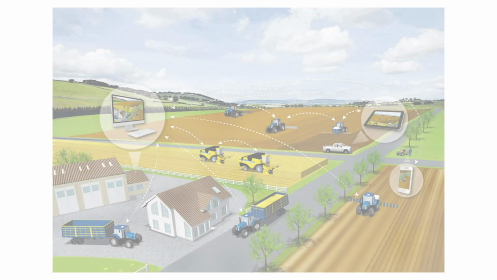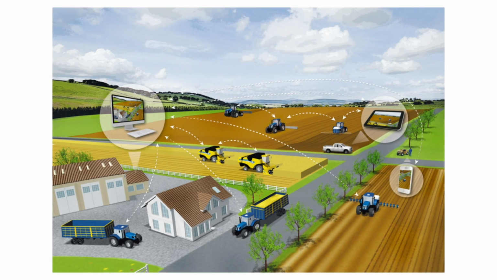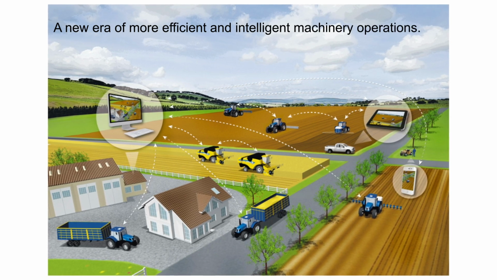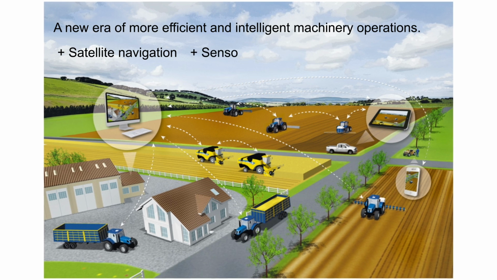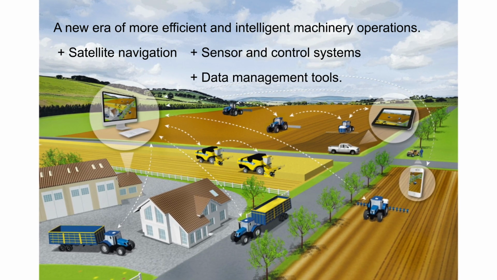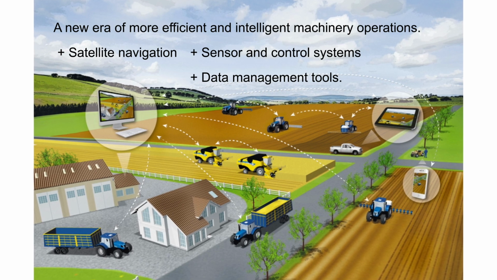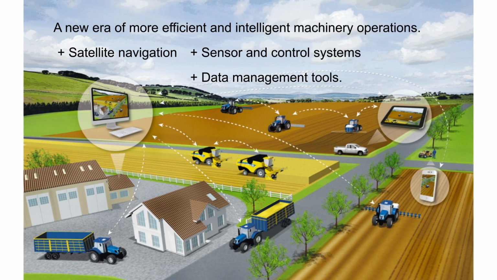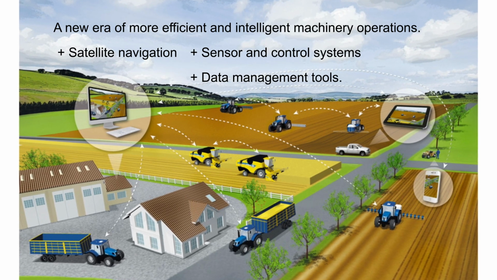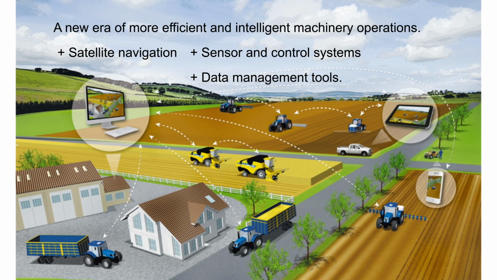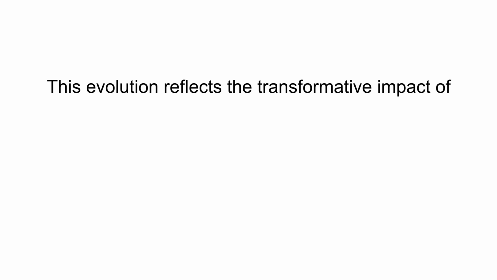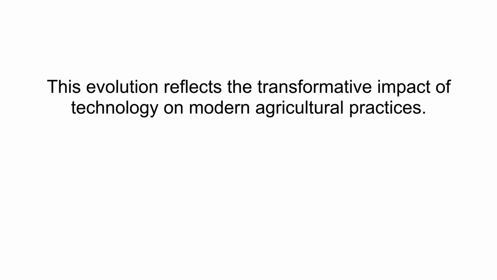The 20th century saw the emergence of Agriculture 3.0, ushering in a new era of more efficient and intelligent machinery operations. PA during this period incorporated technologies such as satellite navigation, sensor and control systems, and data management tools. The integration of information and communication technologies, ICT, facilitated automation and robotics, enabling efficient task repetition and production process monitoring. Agriculture 3.0 also introduced a paradigm shift, moving the focus beyond production and sustainability to emphasize soil health and resilience. This evolution reflects the transformative impact of technology on modern agricultural practices.